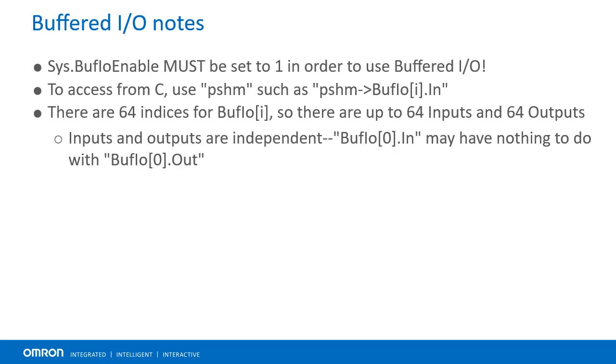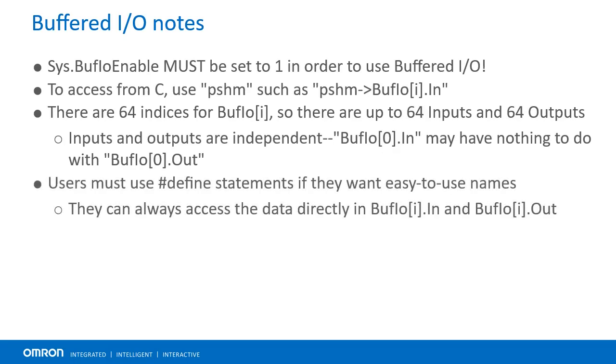Last, for normal pointer variables used for I/O, when users declare them, they also give them a name. For buffered I/O, they would need to use a pound-defined statement in order to give them a user-selected name. They could also always use the buff.io structure to access the data, but that's far less user-friendly.